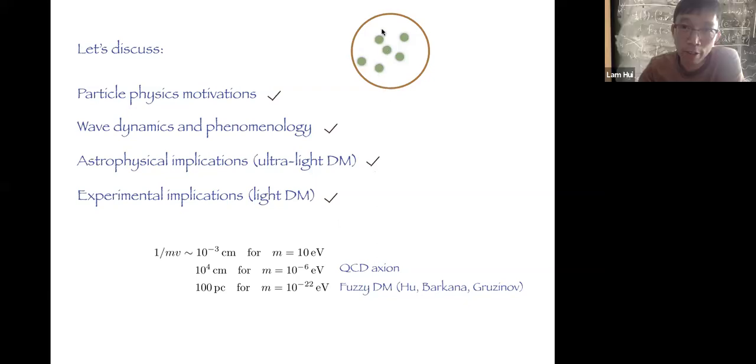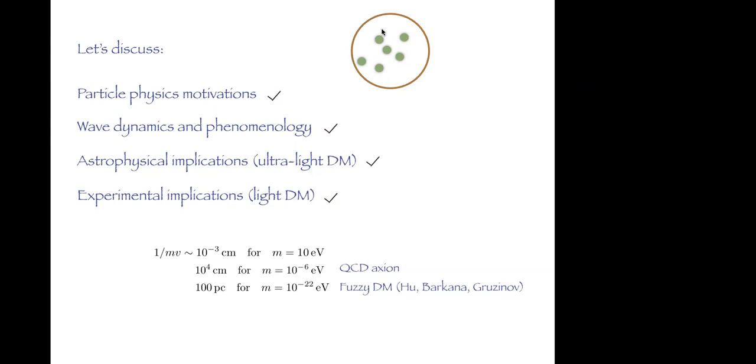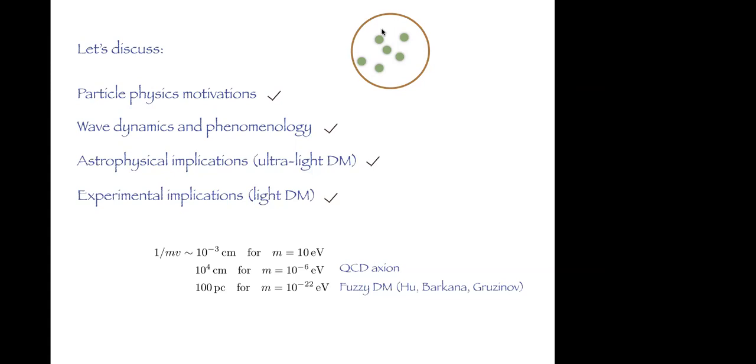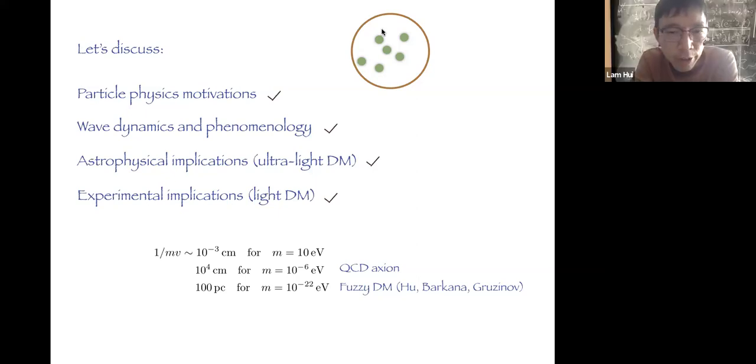Let me see if there are questions here. So I have one concerning these solitons. You mentioned the soliton forming near the galactic center. I'm wondering about the possibility of these forming some kind of subhalo towards the outer reaches of a galaxy or something like this. Yeah, that's a great question.